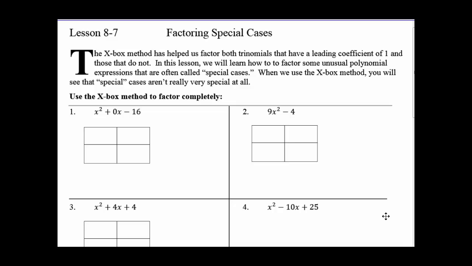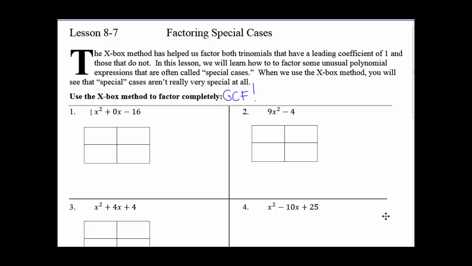If we look at a polynomial on number 1, x squared plus 0x minus 16, we need to remember when we are factoring, we need to factor out the greatest common factor, GCF, if we can. So on the first one, since this is a 1 and we do have a 0, we cannot factor out a number, and we cannot factor out an x because the 16 does not have an x value.